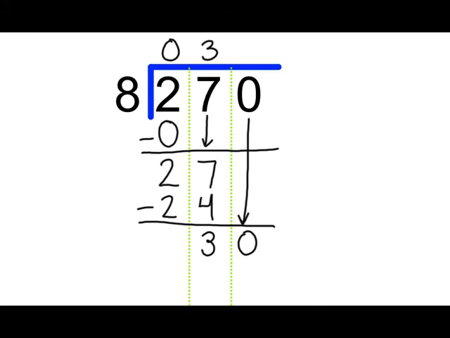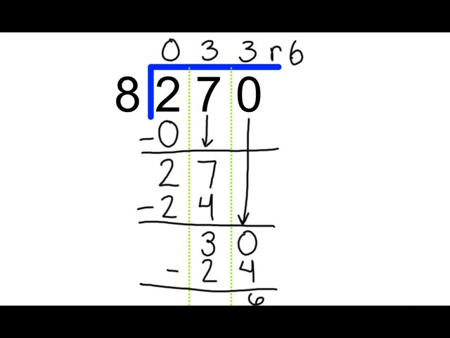How many times does 8 go into 30? The answer is 3. So 3 times 8 is 24. I draw a line. I subtract. I get a remainder of 6. So my answer is 33, remainder 6.